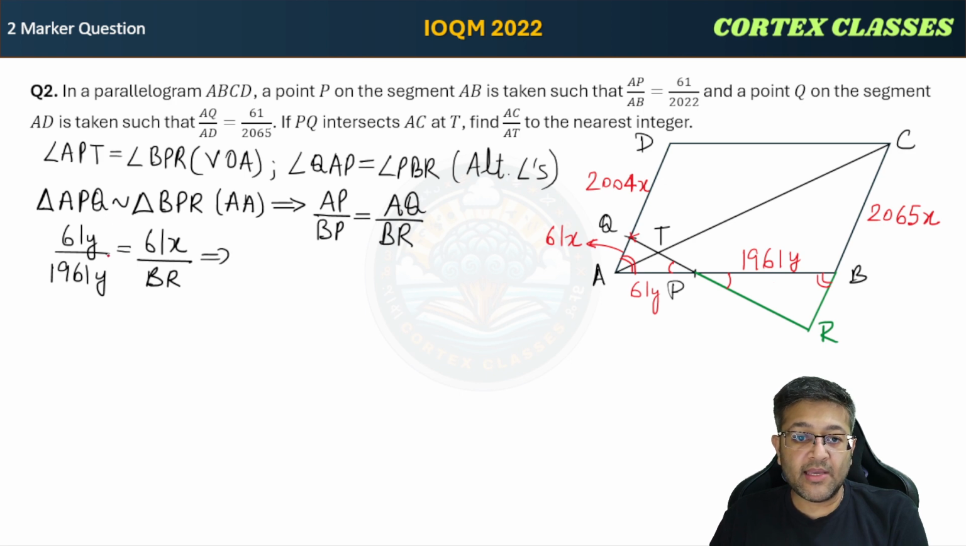So guys, as you can see here, y and y cancel, 61 cancels. So what BR do we get from here? BR we are getting as 1961x. We got 1961x, right? So BR we got this way. So basically, guys, what is this distance? I'll mark here 1961 times x. Got it? All right, guys.